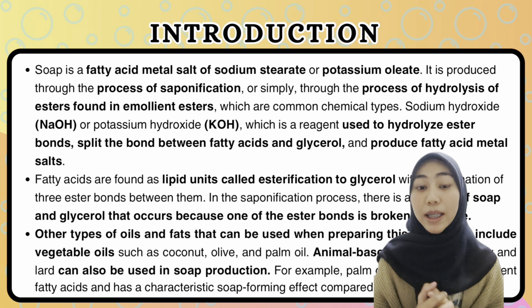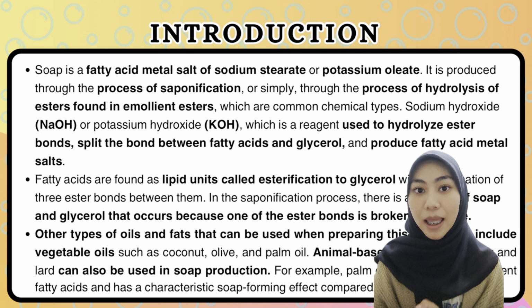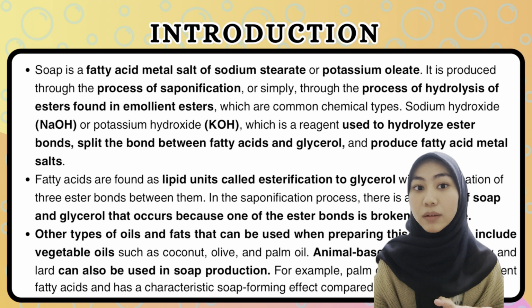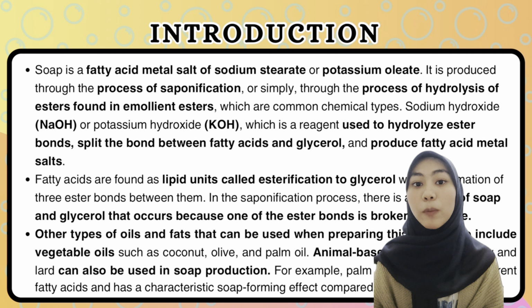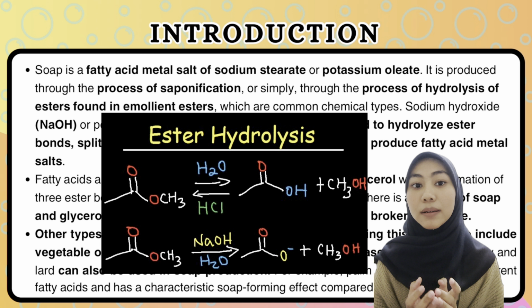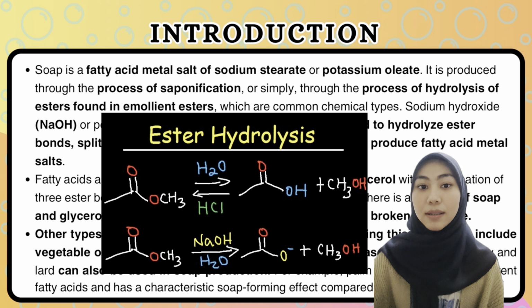For the introduction of this experiment, soap is a fatty acid metal salt of sodium or potassium. It is produced through the process of saponification, or simply the hydrolysis of esters found in triglycerides, which are common chemical types. Sodium hydroxide or potassium hydroxide is a reagent used to hydrolyze the ester bonds between the fatty acids and glycerol and produce fatty acid metal salts.